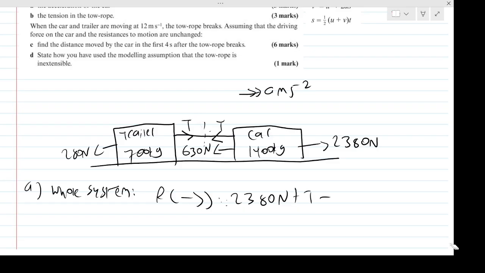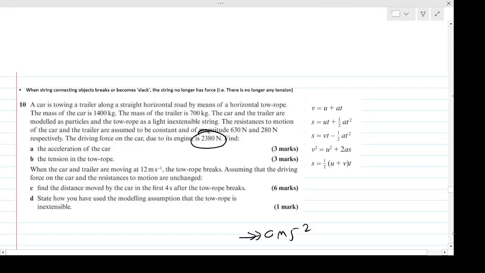Then take away the backward forces, so again take away the other tension at the other end here, take away 630, take away 280, that equals MA. Well, the total mass is 2100 times the acceleration, which is A. So there we are. Okay.